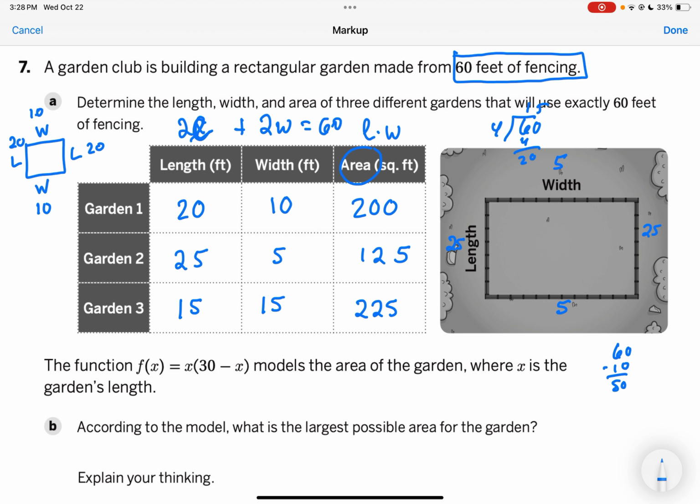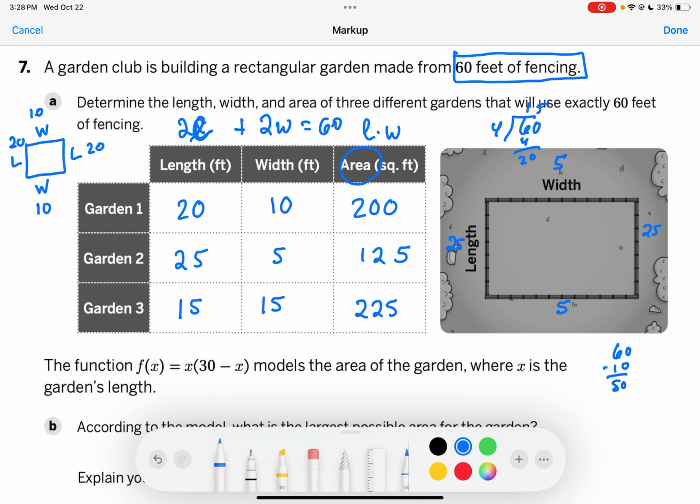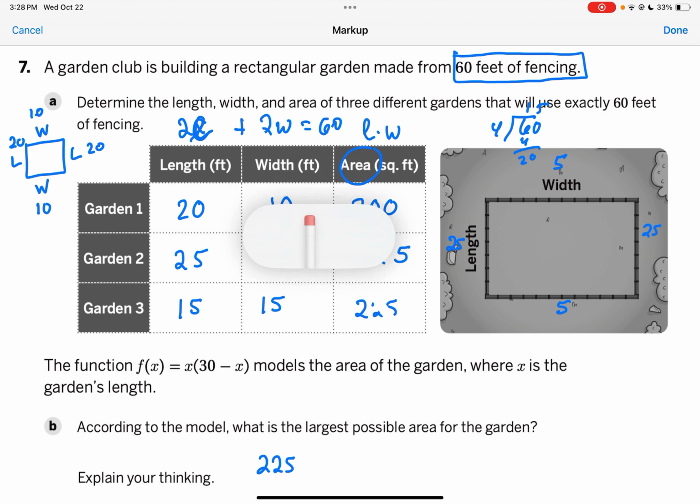So this function models the area of the garden where x is the garden's length. According to the model, what is the largest possible area for the garden? Okay, it's going to have to be 225. Now you could have sketched that out to figure that out. Okay, you always can use your knowledge of factor form.